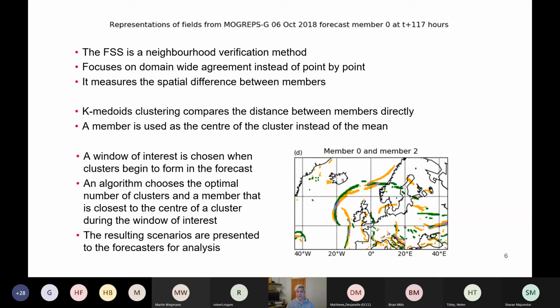Now, this bottom right-hand plot is just an example of two members that have been clustered together in this situation. You can see member 0 and member 2 are very similar in terms of their frontal structure. But we don't want to just look at one. We want to look at everything and see how the members are grouping together.